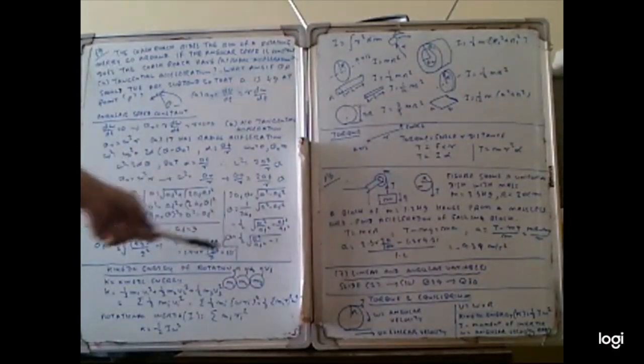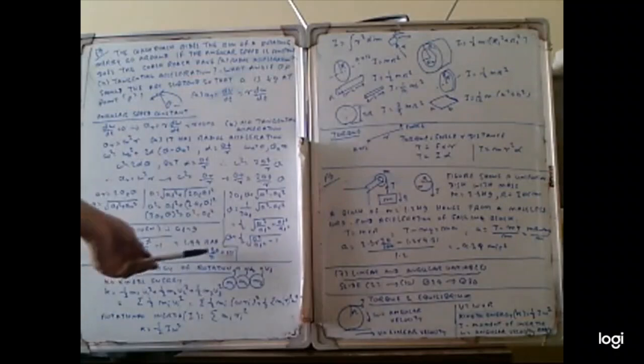So in this problem, we calculate the angle θ. A is equal to 4g, so you substitute 4g in the place of A, and a_t is g. So we substitute and we got θ as 1.94 radian, or 111 degrees.